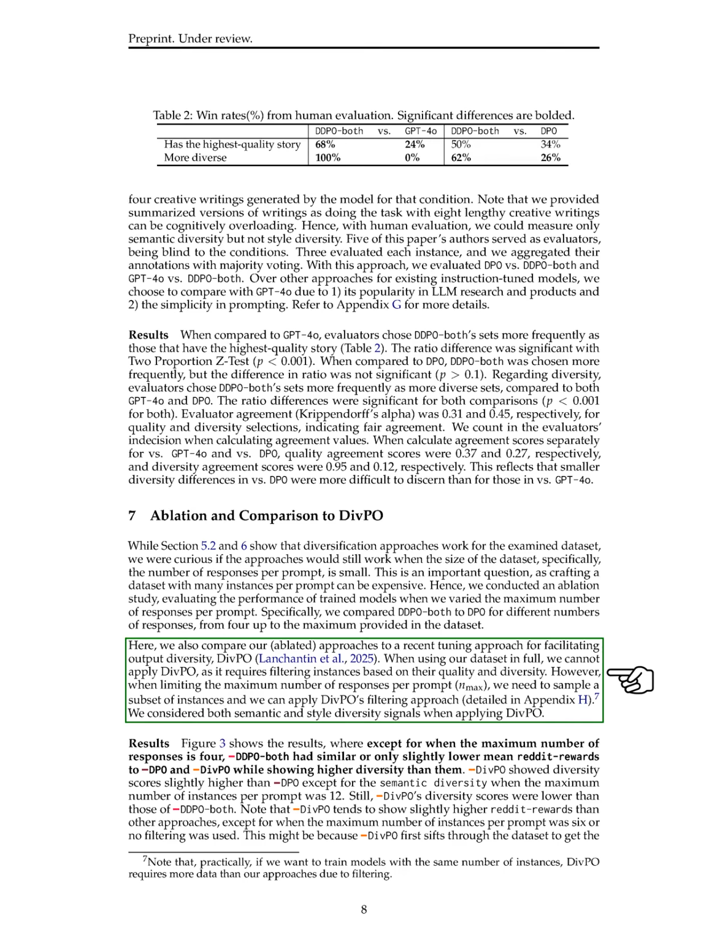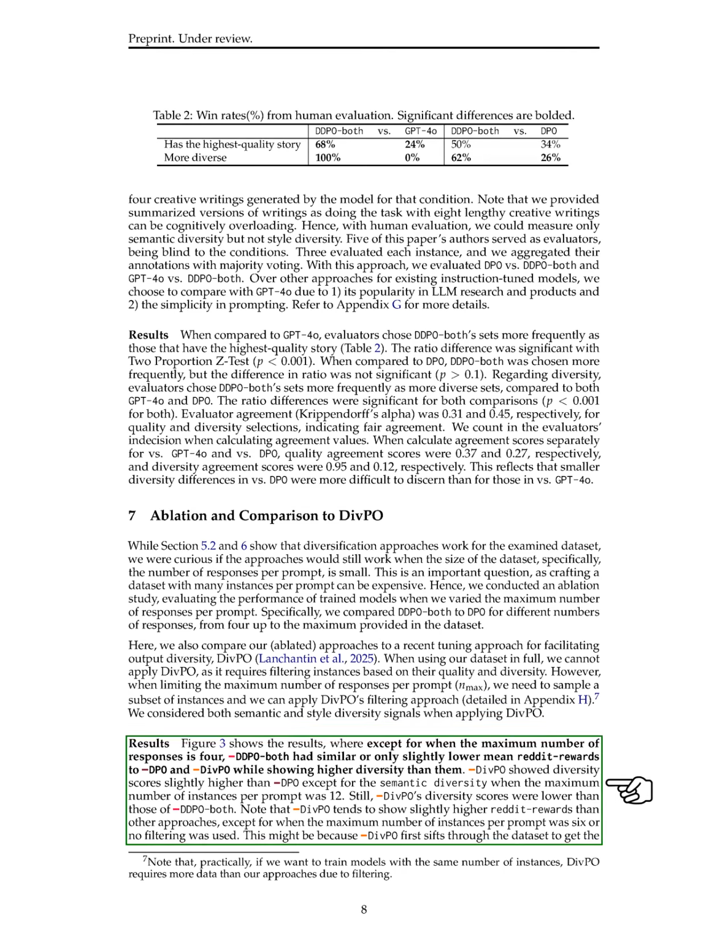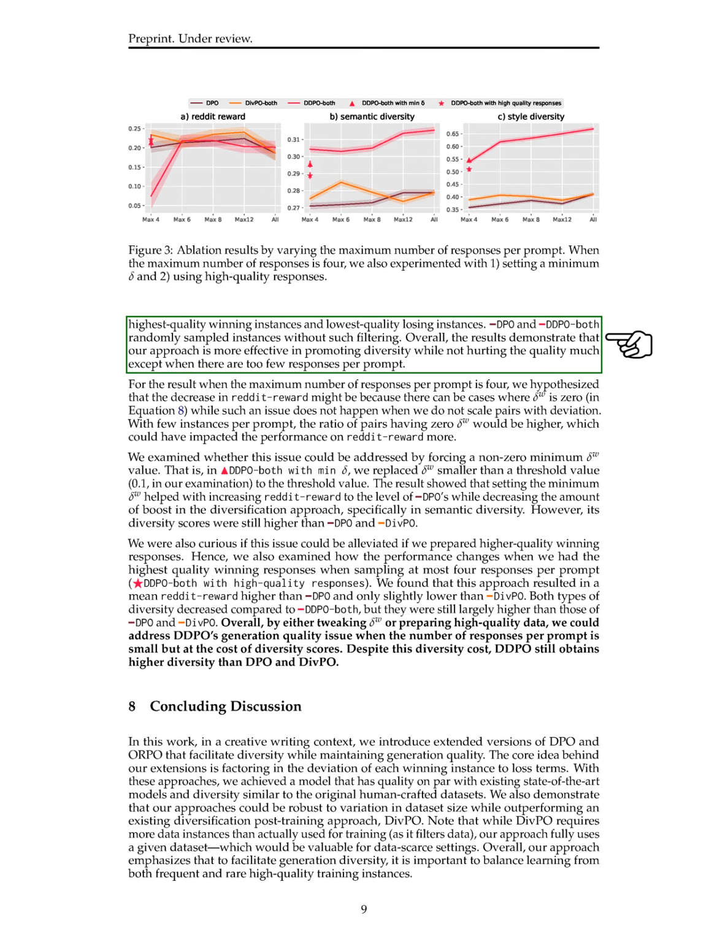When we limited the number of responses, we could apply DIVPO's filtering. Our results showed that, except when the maximum number of responses was 4, DDPO both had similar or slightly lower average rewards compared to DPO and DIVPO, while maintaining higher diversity. DIVPO had slightly better diversity scores than DPO, except for semantic diversity when the maximum number of instances was 12. Overall, our approach proved more effective in promoting diversity without significantly compromising quality, except when there were too few responses.